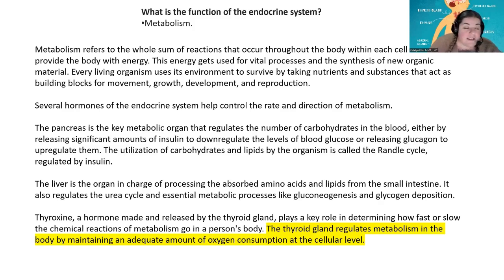The liver is the organ in charge of processing the absorbed amino acids and lipids, fats, from the small intestine. It also regulates the urea cycle and essential metabolic processes like gluconeogenesis. Okay, sorry, Mrs. L struggles with that one sometimes. Gluconeogenesis and glycogen deposition. So where they are putting the glycogen and such throughout the body.